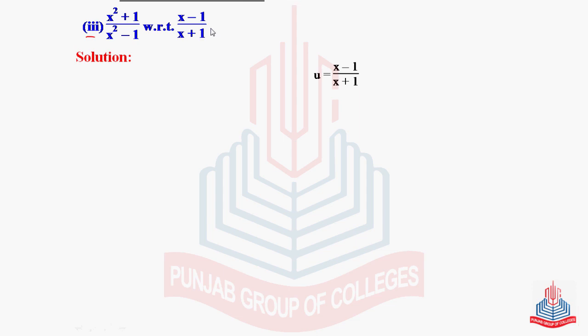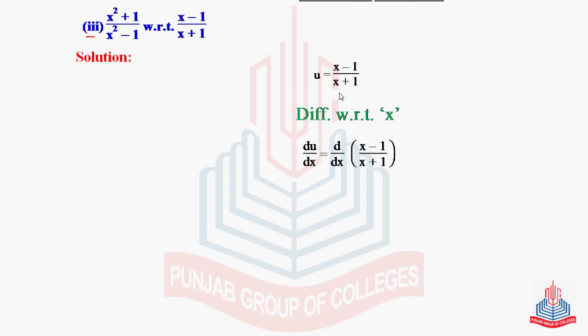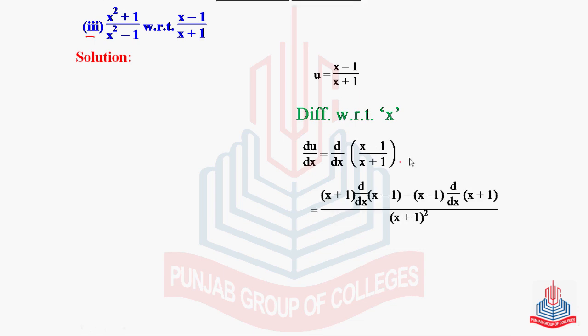First, we calculate the derivative of u with respect to x. So giving a name to (x minus 1) over (x plus 1) as u, differentiate with respect to x, du by dx. We have here d by dx of (x minus 1) over (x plus 1). By using quotient theorem, a simple thing, (x plus 1) whole square in the denominator, and x plus 1 will be as it is, and derivative of numerator, which is x minus 1, minus x minus 1 will be as it is, and derivative of x plus 1.